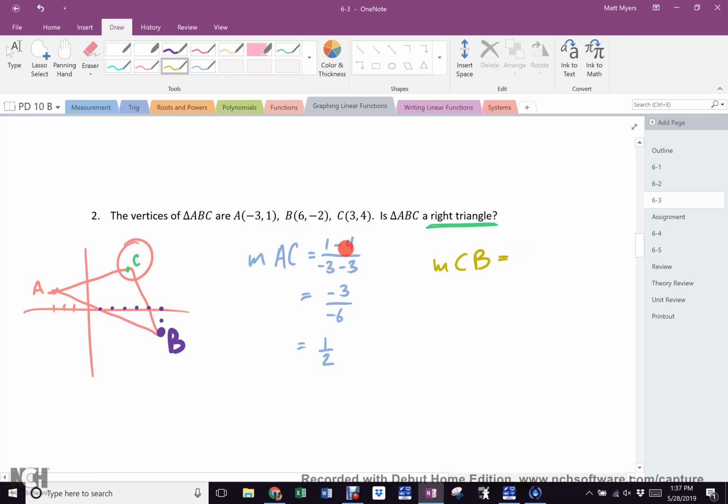What's the slope of CB? No. Write it out full. 4 plus 2 over? Over what? 3 minus 6. Which is 6 over what? Which is? What do we know? AC is perpendicular to CB, so what do we know about this triangle? It's a right angle triangle.